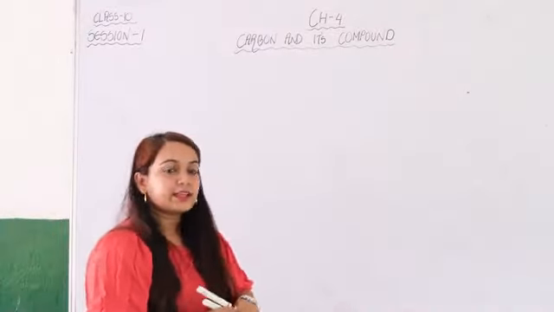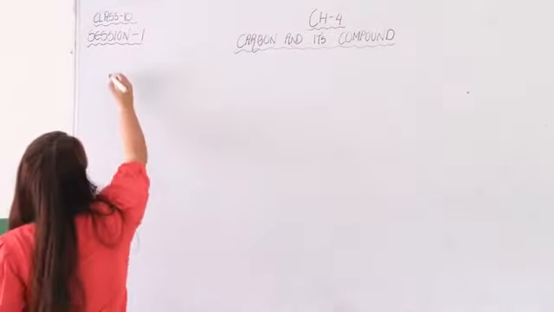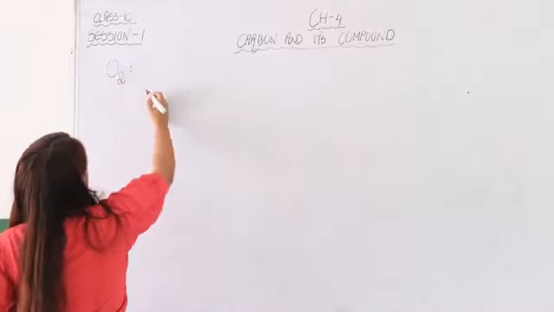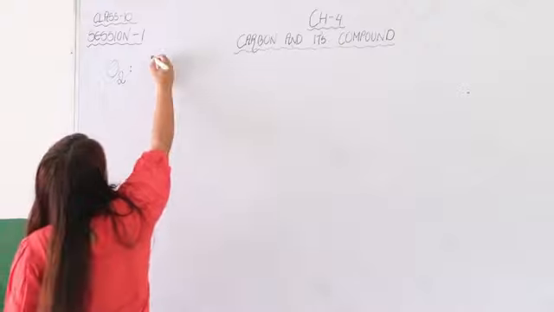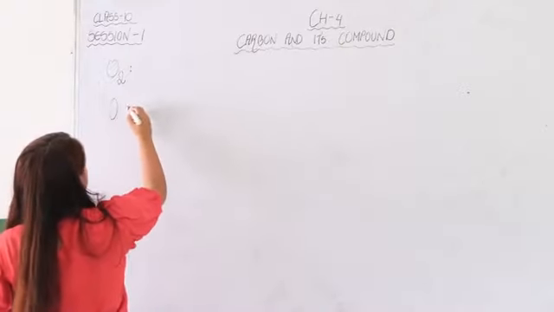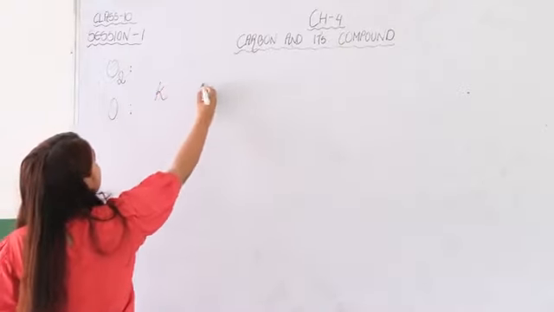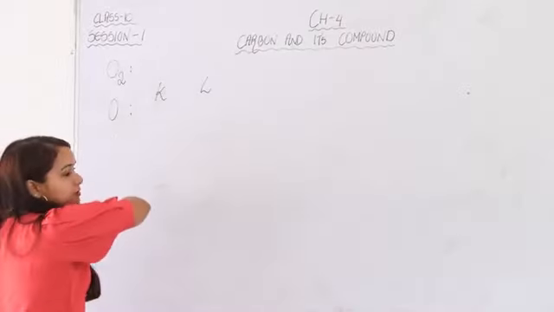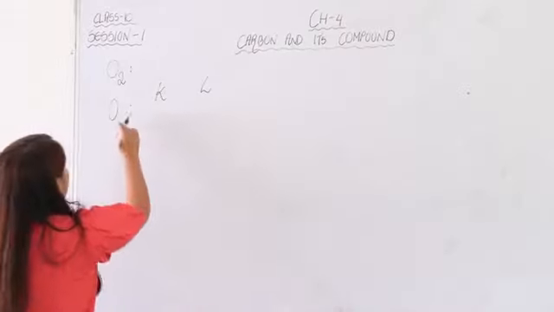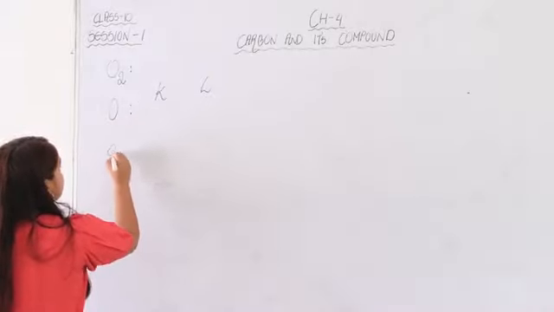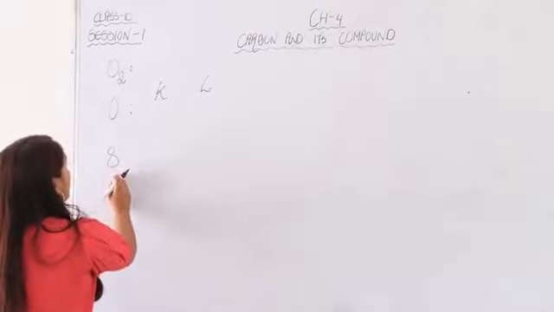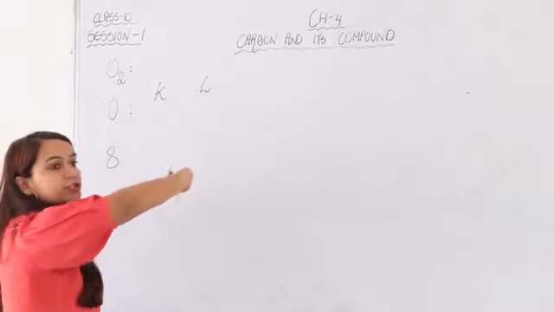Let us now see the second example, oxygen, O2. Let us see the electronic configuration for the oxygen atom first. K, L shell. So oxygen has atomic number 8. So now these 8 electrons have to be distributed in the shells.